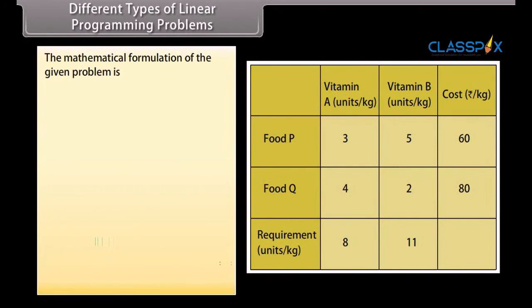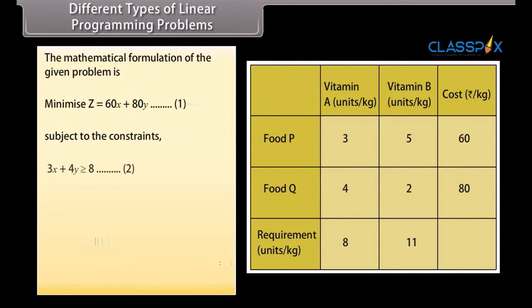The mathematical formulation of the given problem is minimize Z equals 60x plus 80y. Mark it as equation 1. Subject to the constraints: 3x plus 4y is greater than or equal to 8. Mark it as equation 2. 5x plus 2y is greater than or equal to 11. Mark it as equation 3. x, y is greater than or equal to 0. Mark it as equation 4.